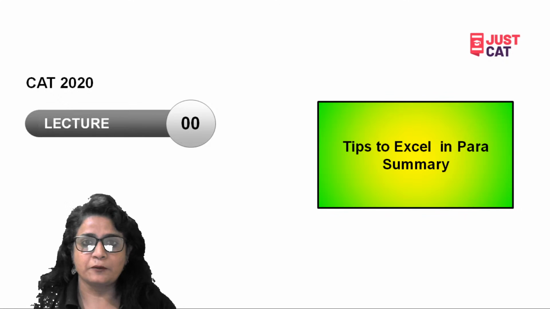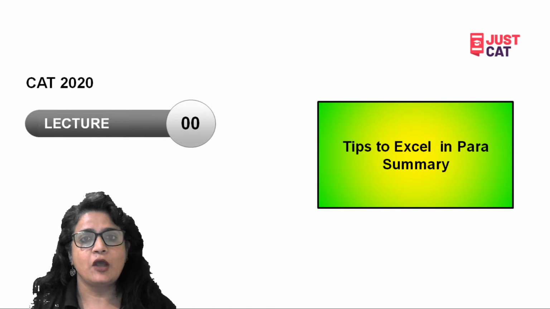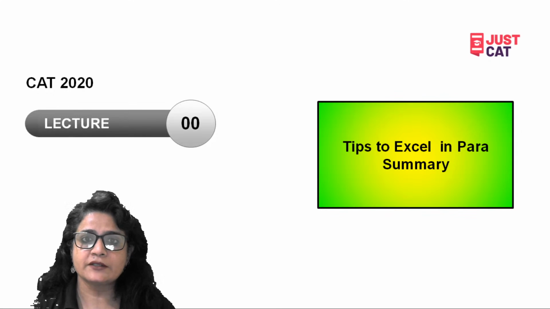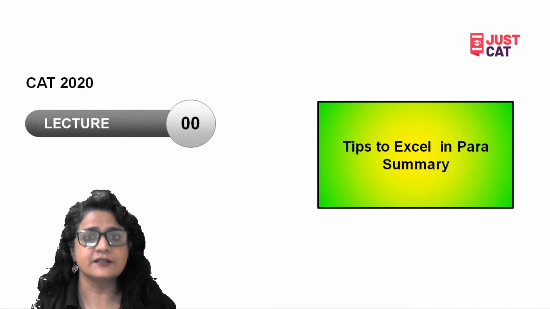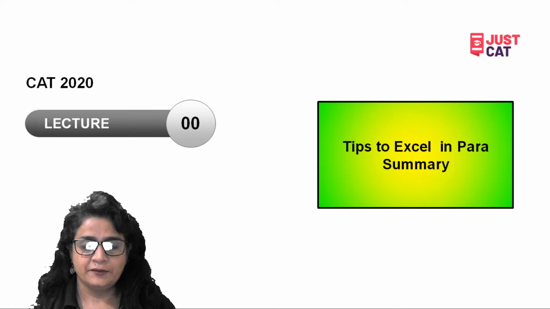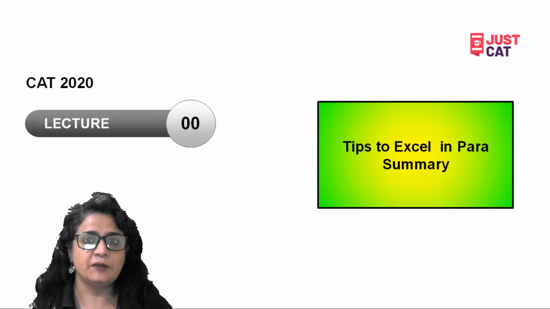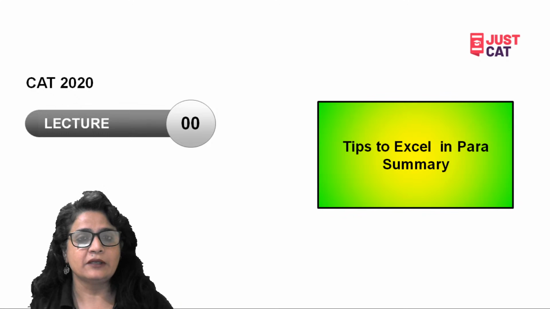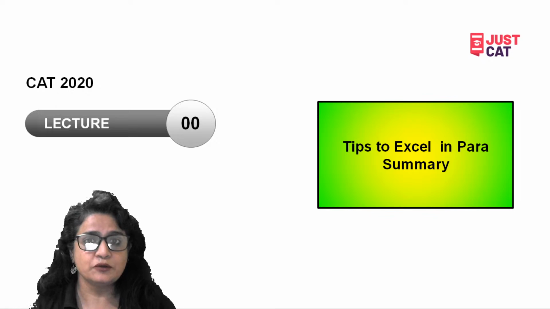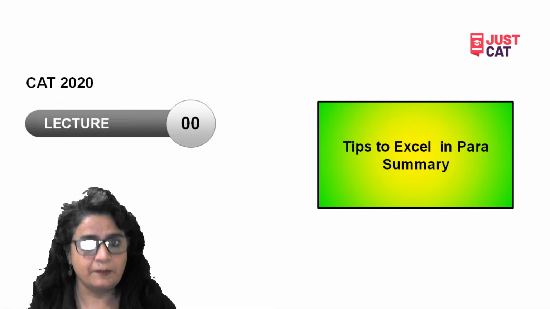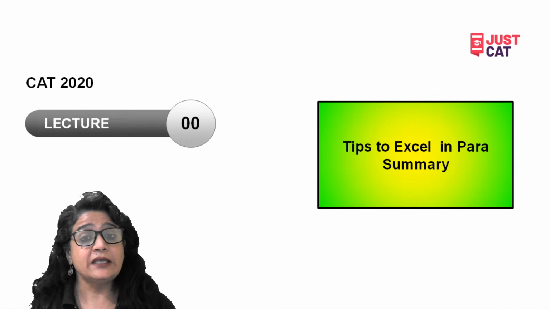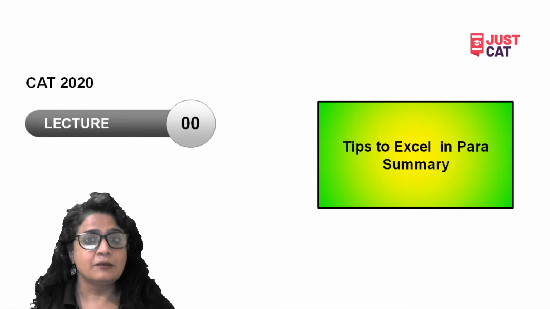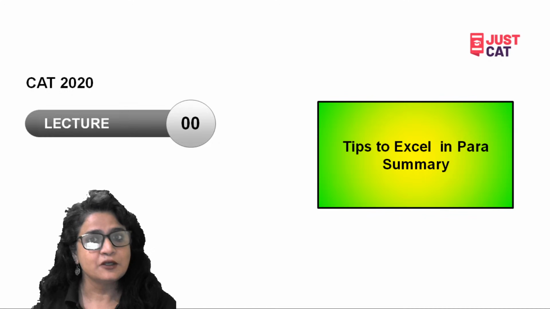In today's video, I'm going to talk about one of the important topics of the verbal ability part of CAT, that is para summary questions. Ever since the pattern of CAT changed, this question has been a consistent feature of the verbal ability part. This year as well, there are likely to be at least 2 to 3 questions from this part of verbal ability. So it's very essential for you to understand the basics of para summary as well as some strategies which you can put into practice to do these questions.